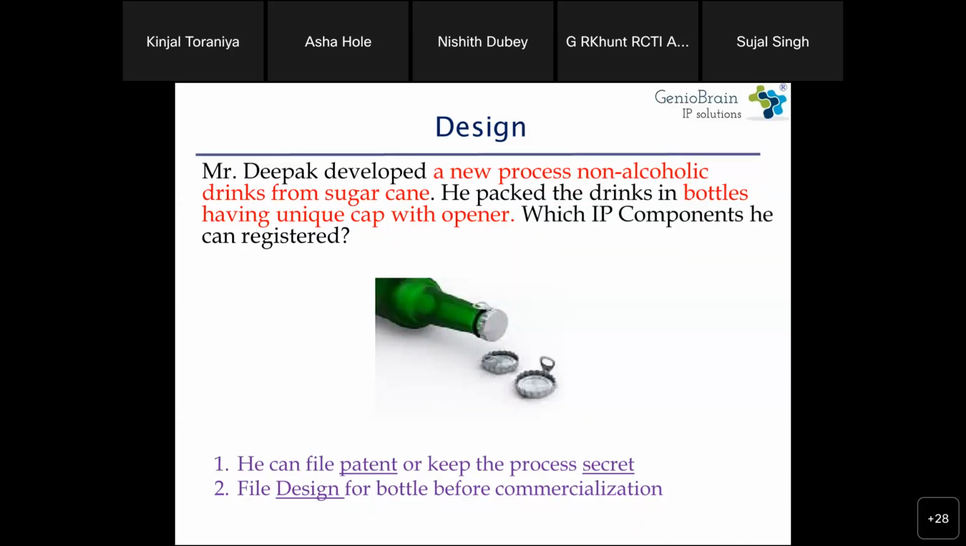If he is able to protect it through a trade secret, it's okay. Otherwise, he can file a patent application for the process. And second, for the design, that particular opener, he can file a design application before commercialization. Again, I'm stressing before commercialization. So this is a practical implication, and these are the stages where we need to identify our IP and protect our IP. At the proper stage, with the proper strategy, it will really help entrepreneur scientists to gain a commercial benefit for their innovative product.